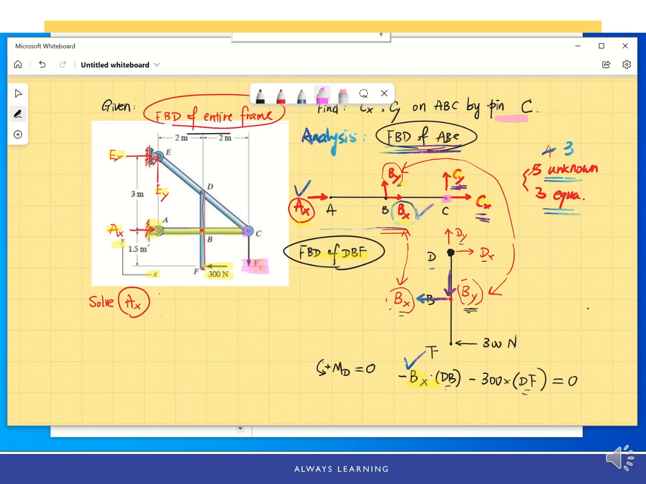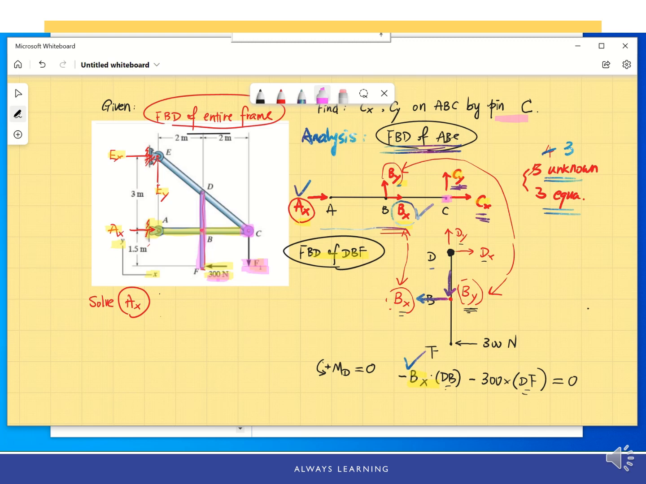So when we took the pin C away from member ABC, remember F1 is applied on pin C. So when you took pin C away, F1 was taken away as well. Well, you may say, why is that? Why do I take pin C away and the force is gone as well? Well, think about the member DBF as well. When you took member ABC and DBF apart, there's a force F1, which is 300 Newton, applied on the member DBF. Did you leave that force on member ABC?